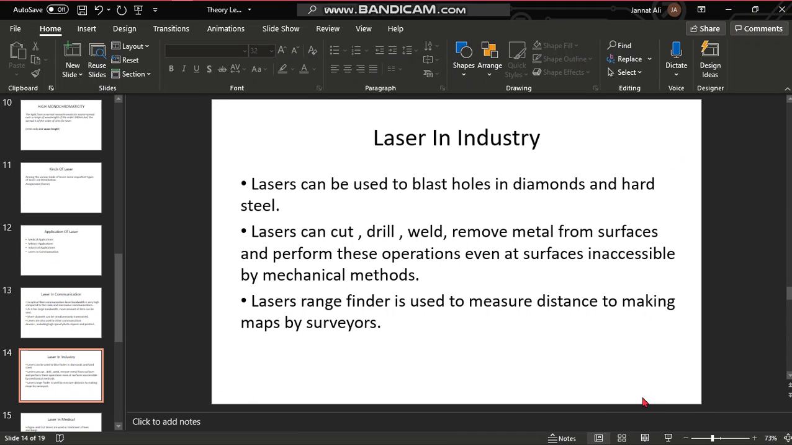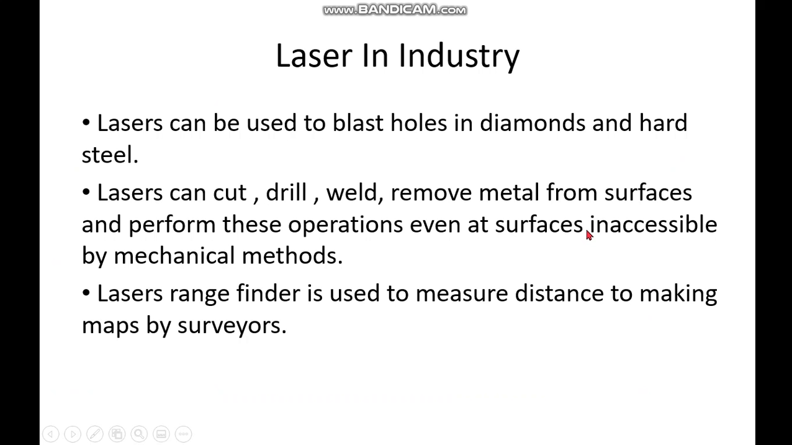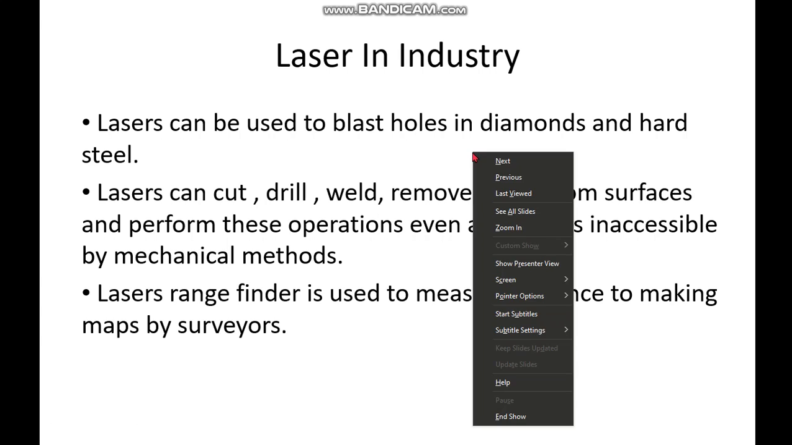Okay, this is the second part of our video. So we were talking about how laser is used in all the industries. Especially lasers can be used for blast holes in diamonds and hard steels. Because lasers, if we use high energy or high power lasers, they can even break or design any type of hard material, like they mentioned diamond. So diamond is considered the hardest material.